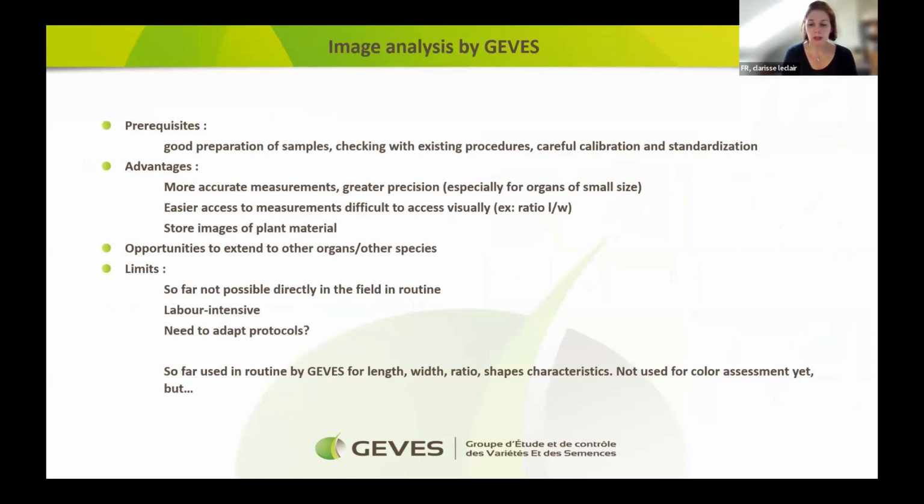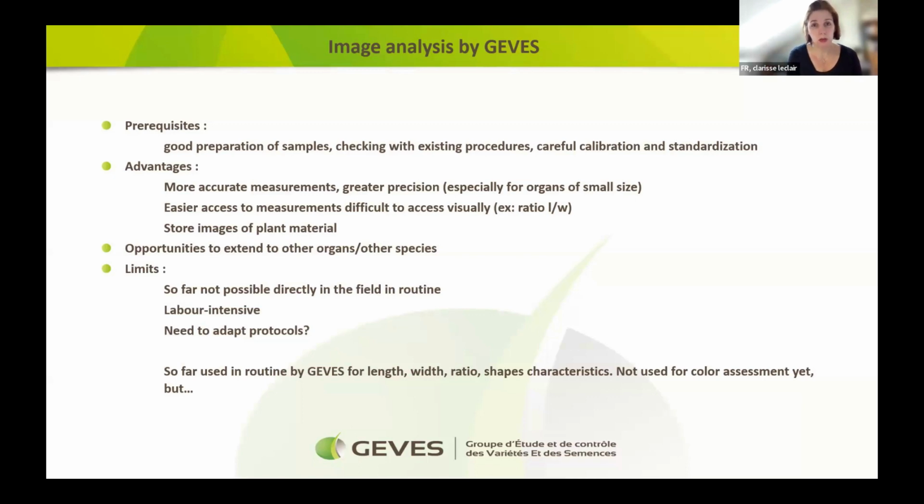So that was some concrete examples, and here I wanted to put why we use image analysis instead of the manual measurement, and also the important things about the prerequisites, and also some limits. So, of course, you have to perform a good preparation of samples. We have existing procedures for each species and each organ we deal with, careful calibration, usually we use a coin of €2, and standardization when it's needed.